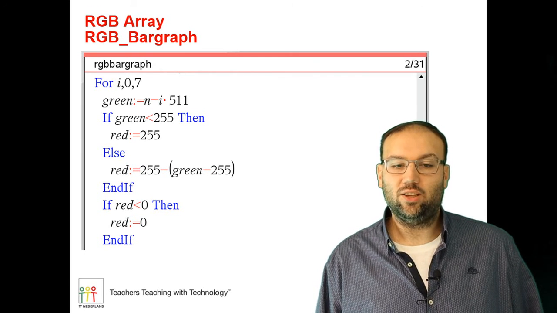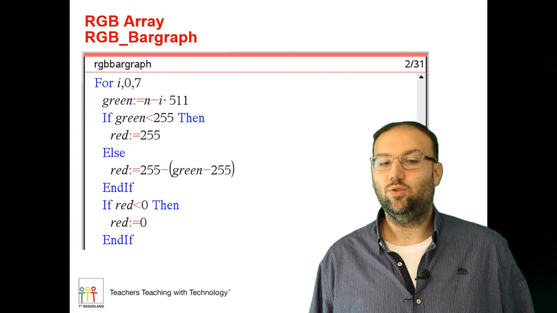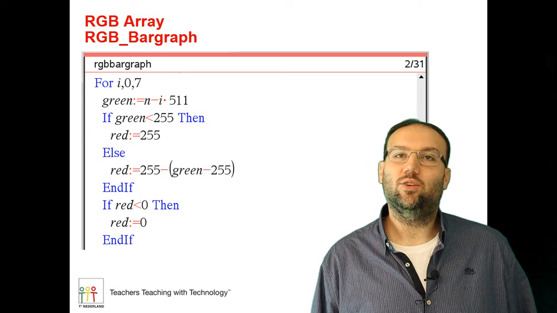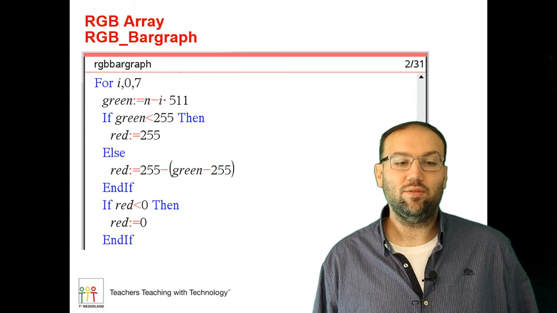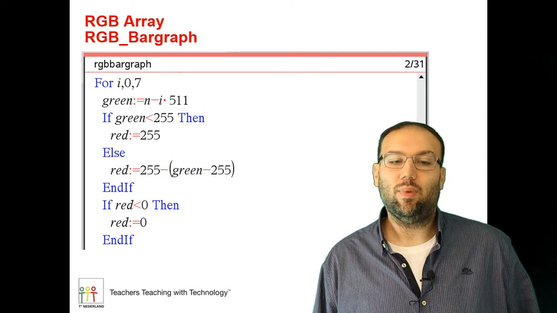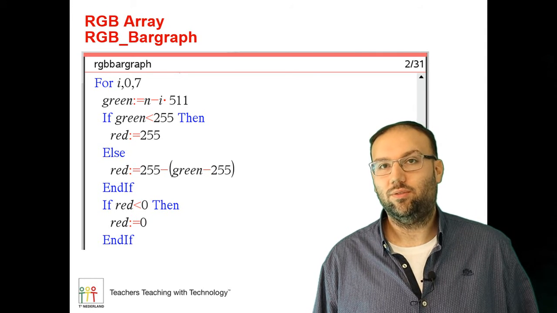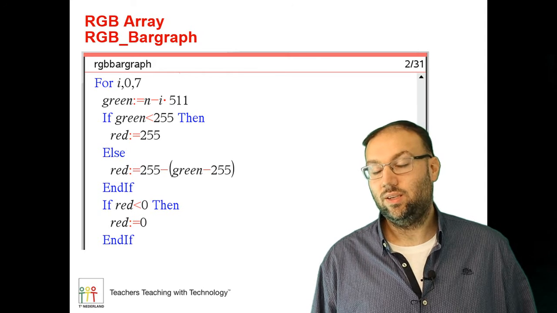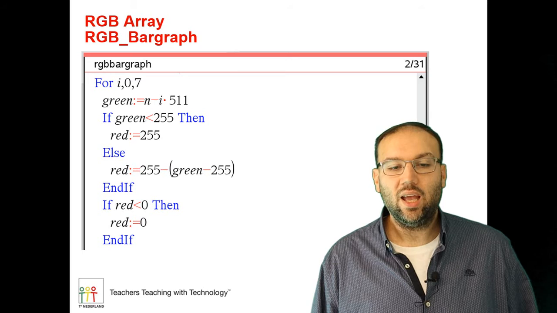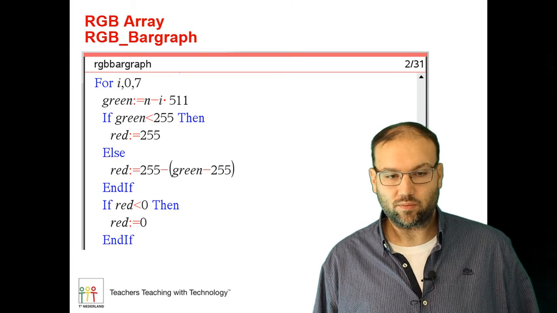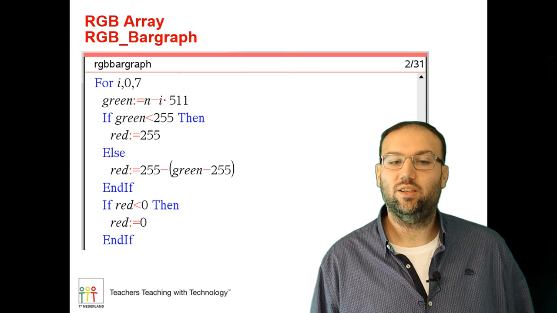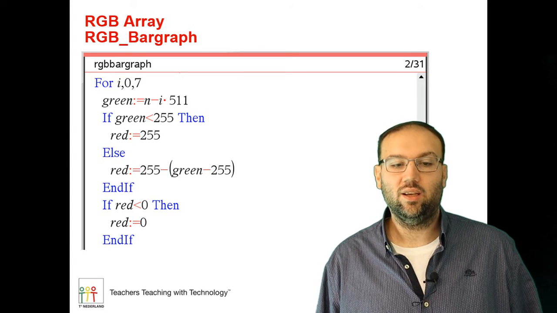If green is less than 255, then red needs to be 255. That's because red needs to be on when green is under 255. In the other case, else, red is 255 minus the green value minus 255. That's to get the triangles in the graphs. So the first statement is done, the value of green is calculated and the value of red is calculated.